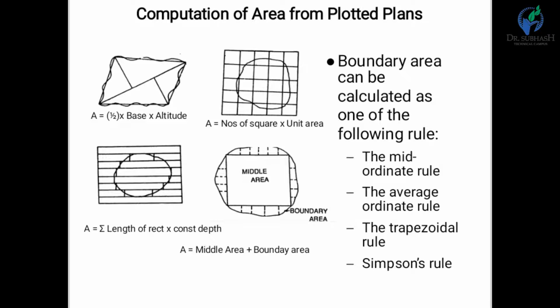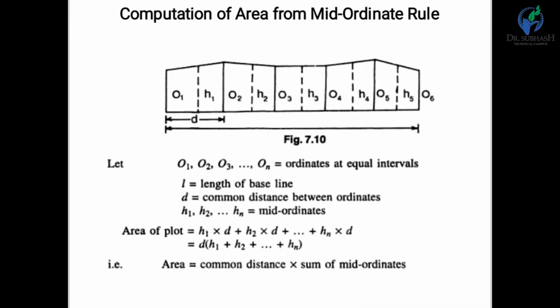For calculating areas where the shape is unknown and irregular boundaries are present, we use some rules or formulas that should be described. There are 4 types of rule: the mid-ordinate rule, average ordinate rule, the trapezoidal rule, and Simpson rule. The first rule is the mid-ordinate rule.